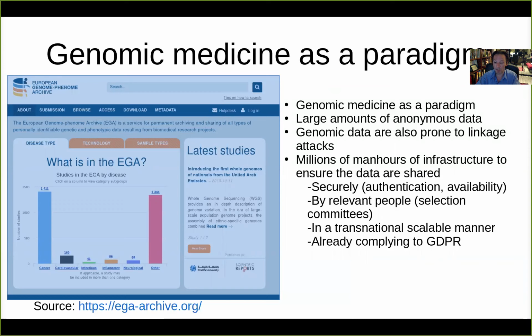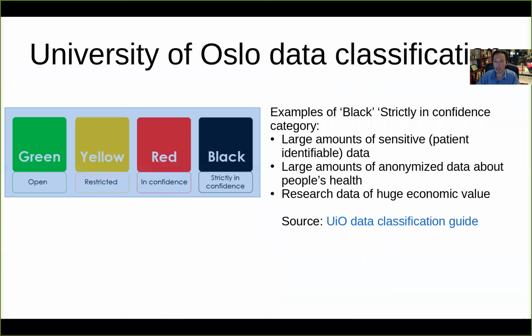So the European Genome-Phenome Archive that you see here displayed on the left, it's a screenshot, is a good representation of infrastructure tailored for handling this kind of data, representing millions of man-hours dedicated to this task. And another good example to back the fact that the COVID-19 data do represent sensitive data is to look at what current practice dictates.